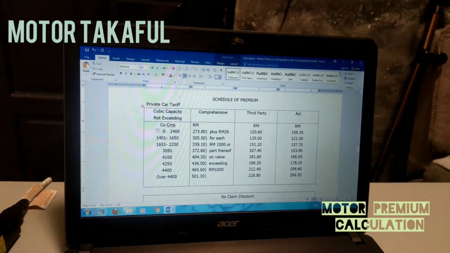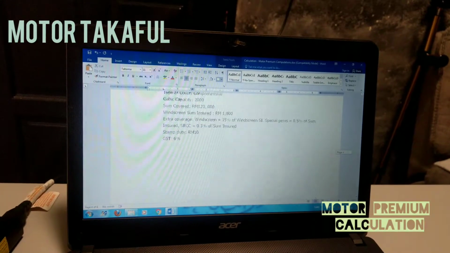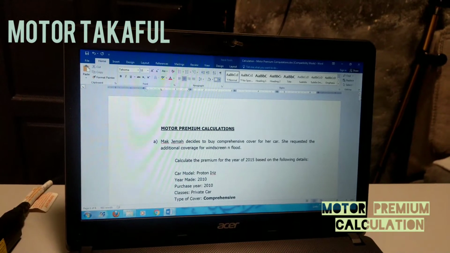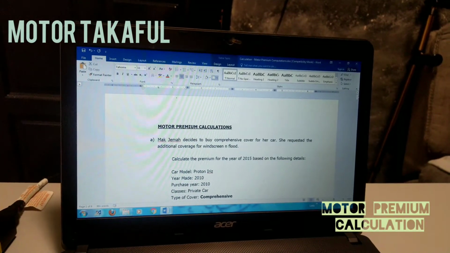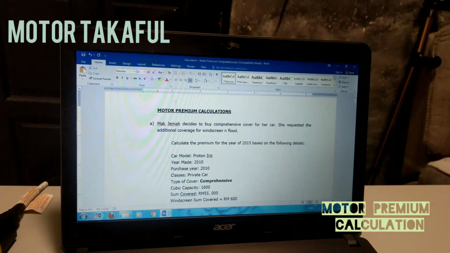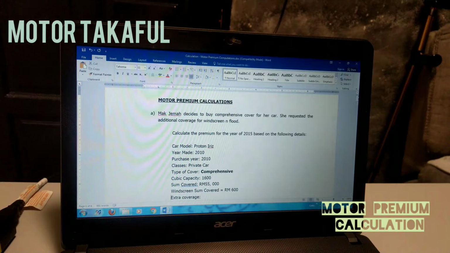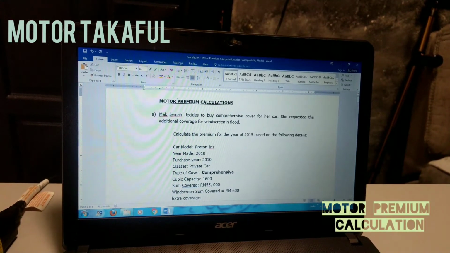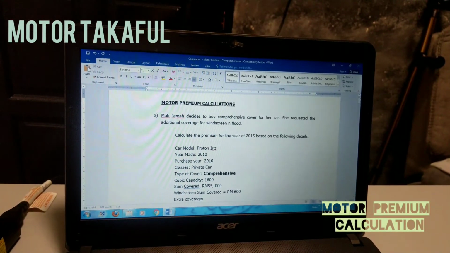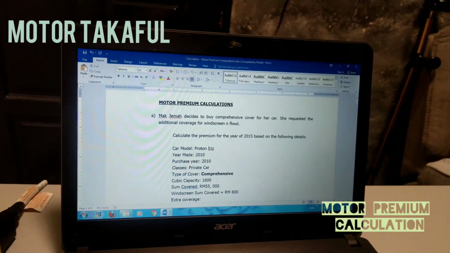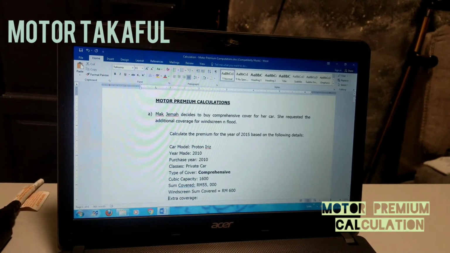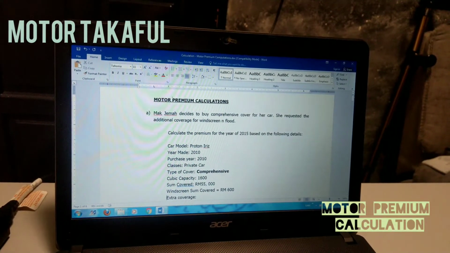With regard to Mak Jemah's question, she decides to buy comprehensive cover for her car, and then she requested additional coverage for windscreen and flood. This is an important point, the additional coverage. If there is no additional coverage, then step 3 will be skipped. Calculate the premium for the year 2015 based on the following details.